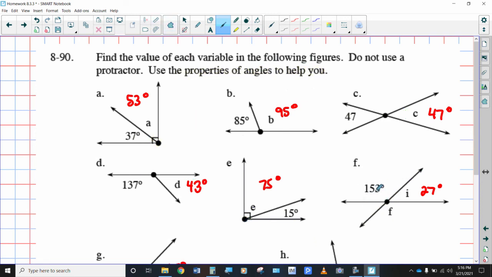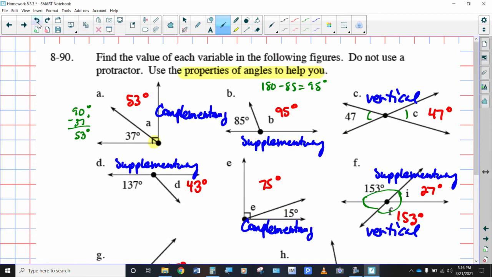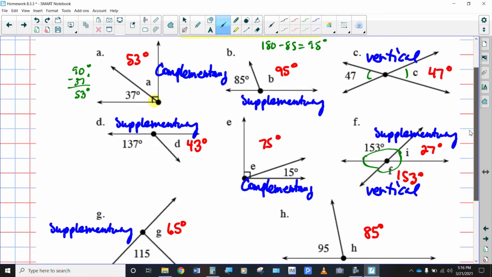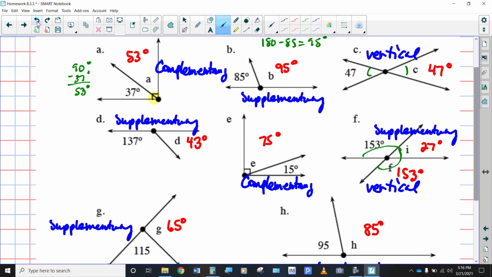So if I know this is 153, this has to be 153. And if this is 153, then this has to be 180 minus 153, which is 27. And if they wanted us to find this one, we could have found that one as well. These two have to be 27. Those two have to be 153.